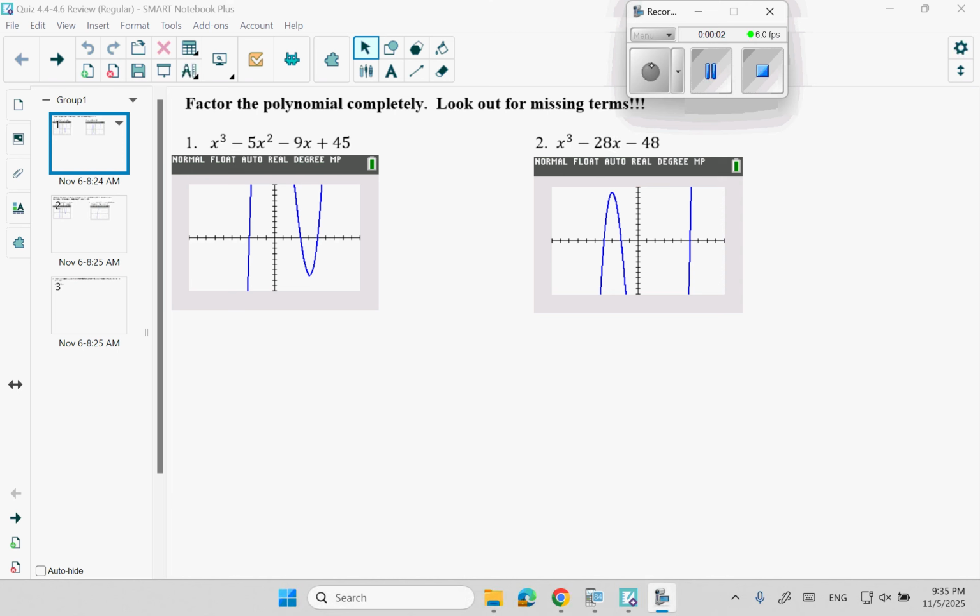Hello, and today we're going to do the chapter 4-2 quiz review because we had two quizzes this chapter. So this is over sections 4-4, 4-5, and 4-6. This first one says factor the polynomial completely.